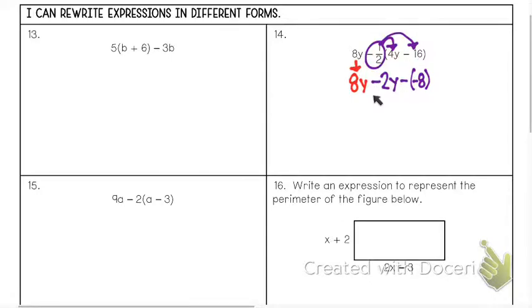I would draw my lines here and have that separated out, and I notice this one has a y, that one has a y, so 8 minus 2 would give me 6y. And then right here, minus negative, that's the same thing as saying plus, so that's going to be +8.